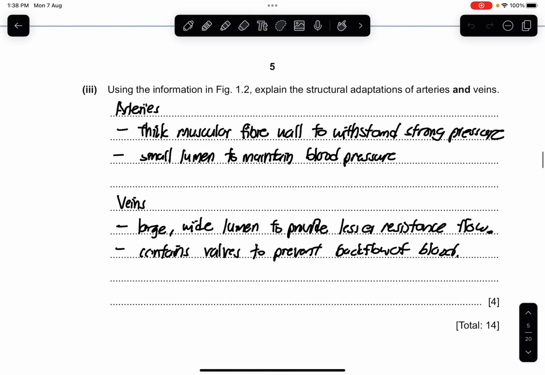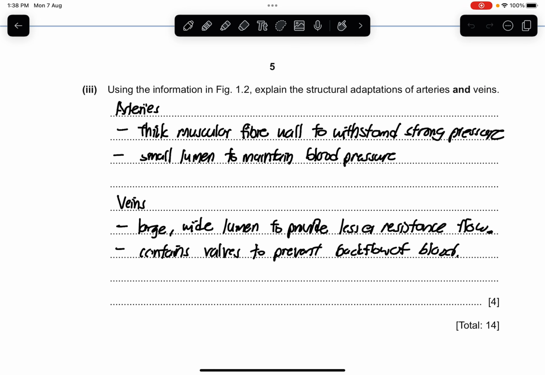This is part 3. Using the information in Figure 1.2, explain the structural adaptations of arteries and veins. This is 4 marks, so just give 2 for arteries and 2 for veins, and you get 4 marks.